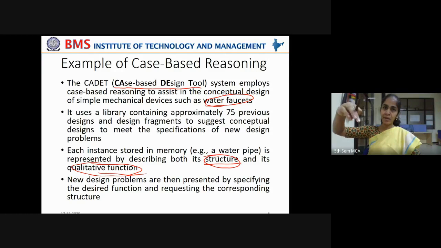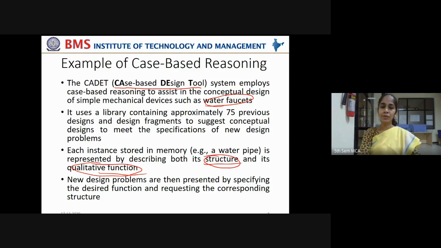When the tap is open, it has to give the water. If half is open, it has to give half of the flow. If fully open, it has to give full flow. If it is turned off, then it should not drip drop by drop. Completely it has to stop the water flow. Like that, some specific design will be maintained for each kind of functionality.